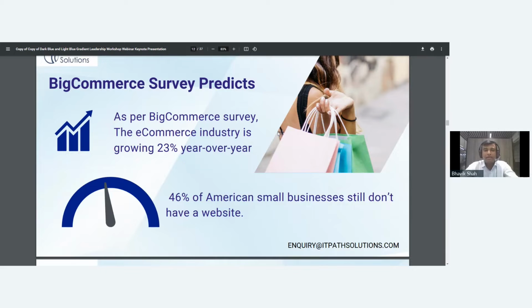Now, here is an interesting aspect. 46% of American small businesses still don't have a website. This is quite an interesting survey, because on one hand it says 23% and the entire industry is growing, and on the other hand, 46% of small businesses still don't have a website. So this is, I guess, the untapped potential which we can explore.